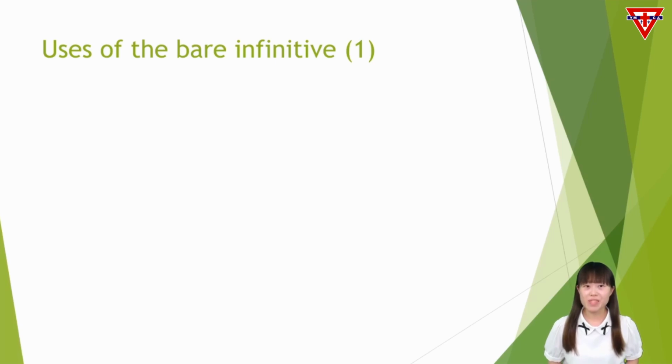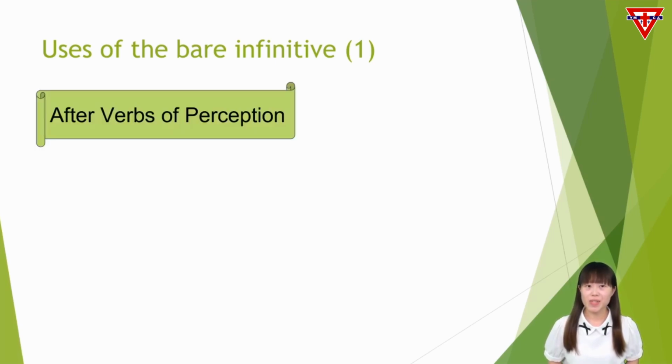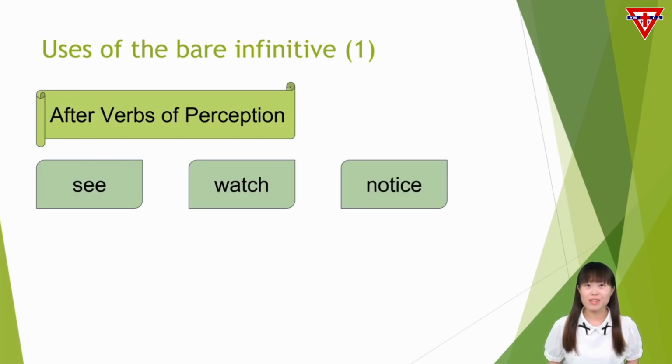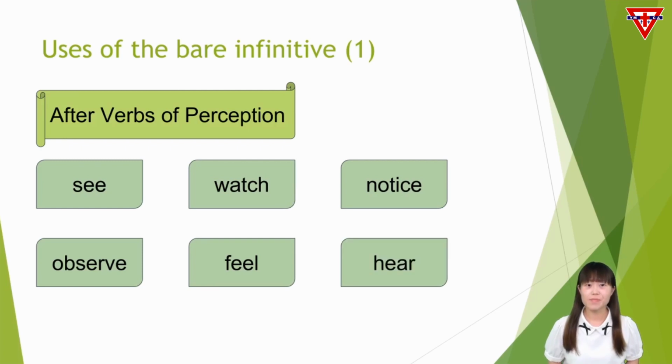Uses of the bare infinitive. First, bare infinitive is used after verbs of perception. For example, see, watch, notice, observe, feel, and hear. Notice they are mainly to do with the senses. When these verbs are used with an infinitive without to, they emphasize the action or event as a whole or as completed.